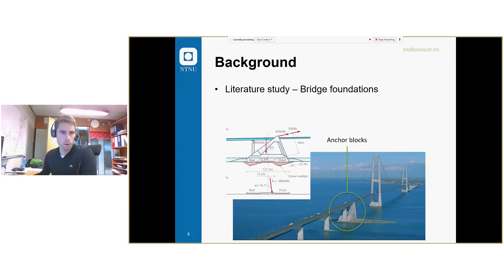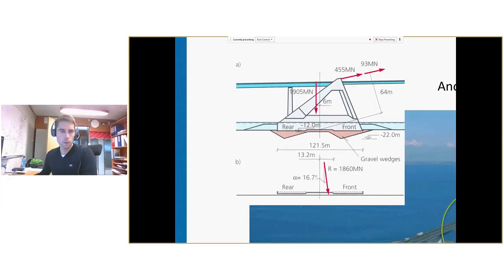And if you look at this figure, we see the bottom weight is about 1900 meganewtons. It means it's a quite large structure. It's 120 meter long and about 50-60 meters wide, so it's a huge footprint. The cable pull is about 500 meganewtons total. Large forces.